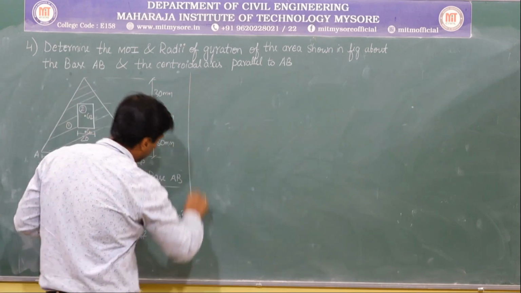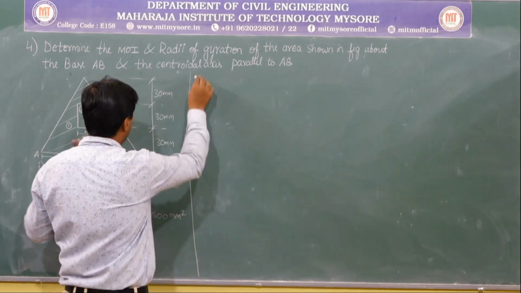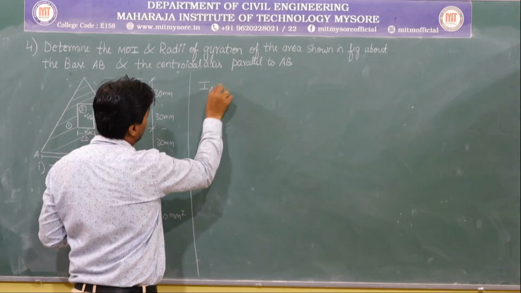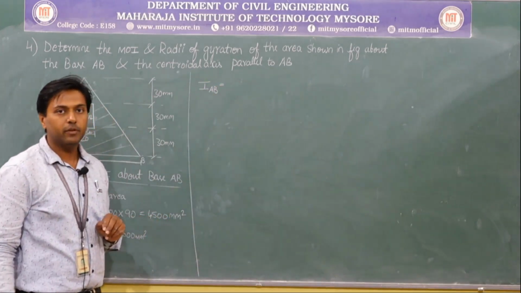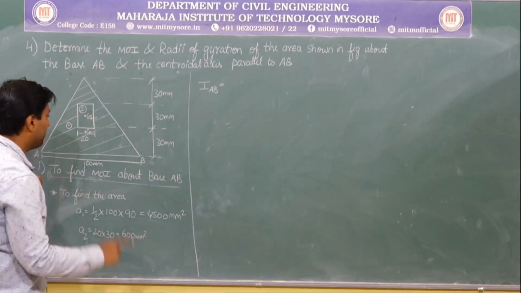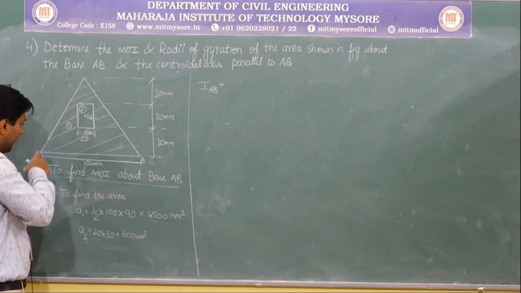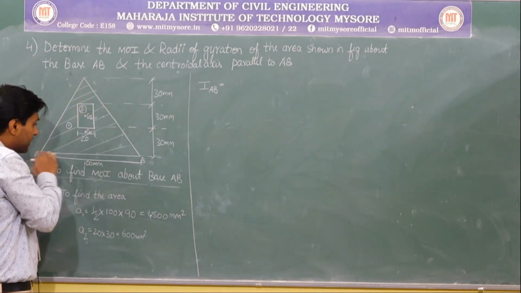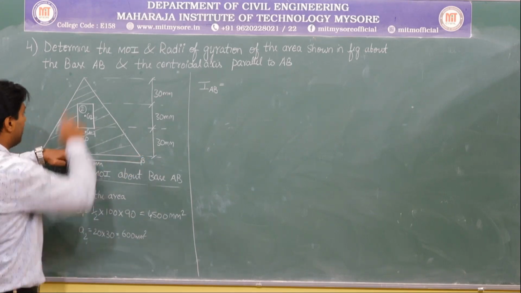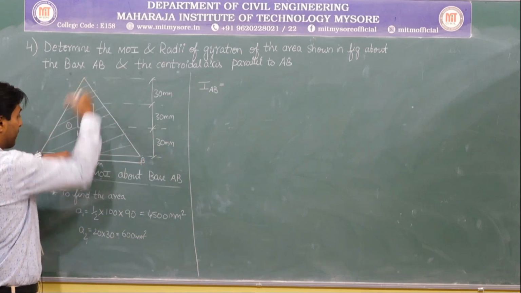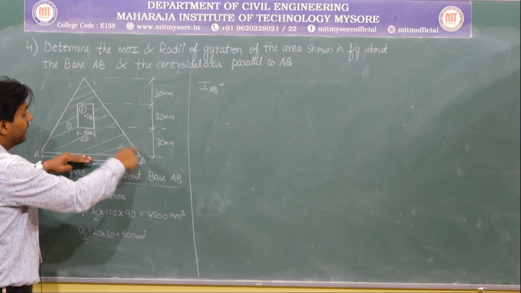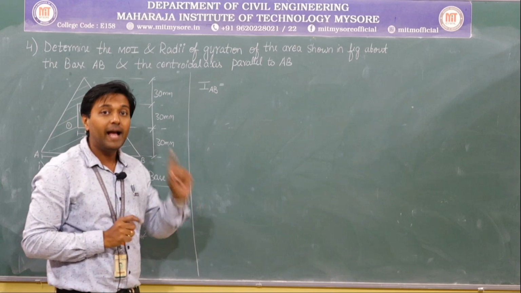Now I am calculating the moment of inertia about the base AB. So it is IAB. Directly I am taking the moment of inertia because there is no need to calculate the centroid. First observe, this entire triangle is resting on the base AB, because I need to calculate it about this base AB itself, and this triangle is resting on that particular base. That's why for this particular triangle, you should use the formula IAB.